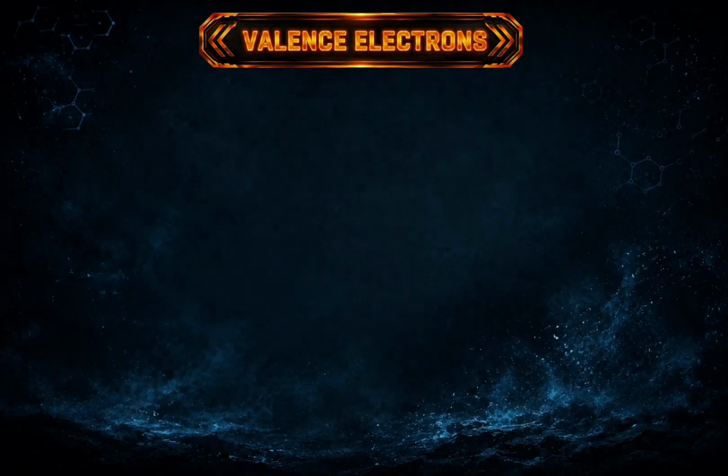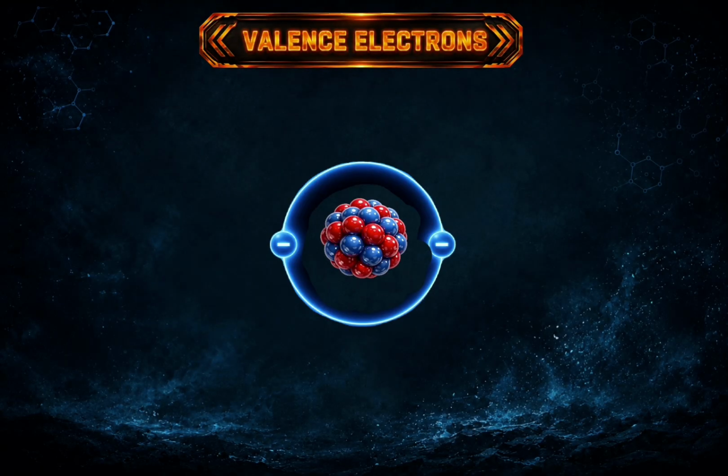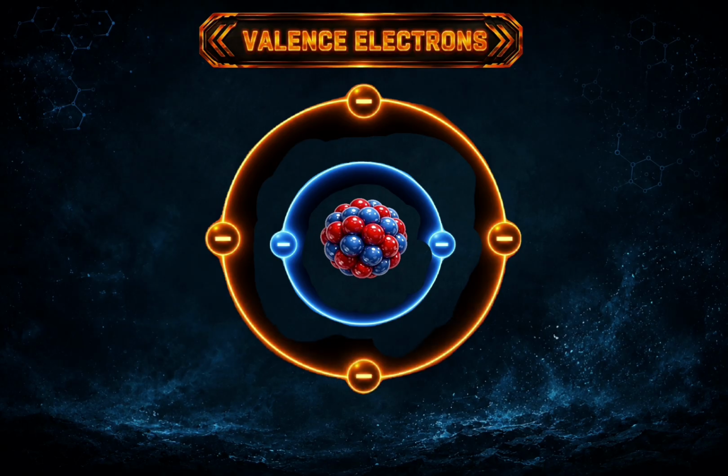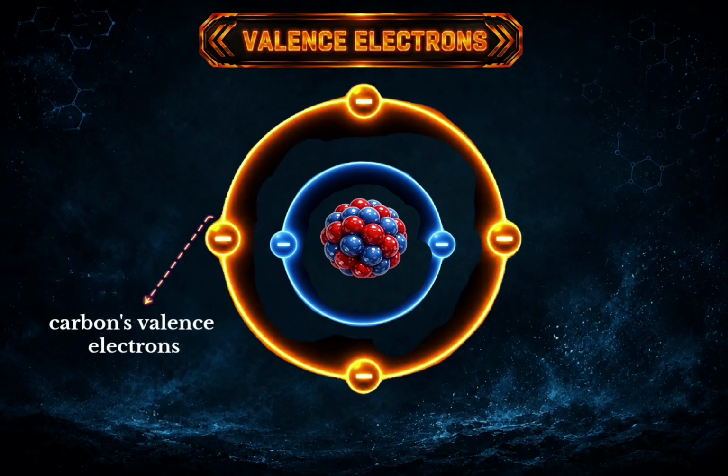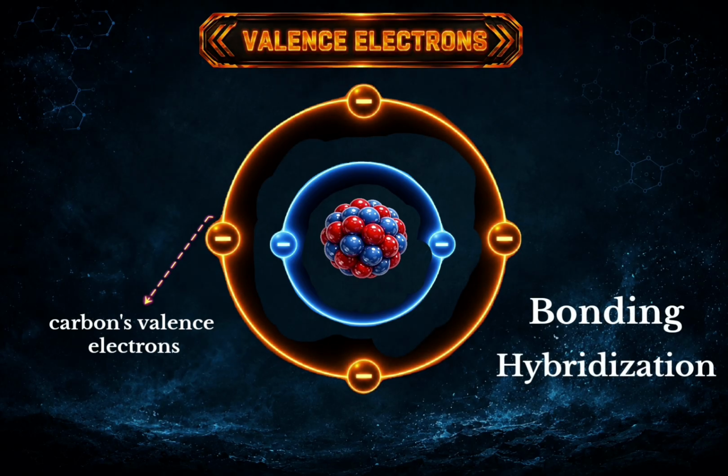creates. Let's look at carbon again. Its first energy level contains 2 electrons. These electrons stay close to the nucleus and normally do not participate in bonding. The second energy level contains 4 electrons. These 4 are carbon's valence electrons, and they're the electrons responsible for forming chemical bonds. Whenever we study bonding or hybridization, our attention is always on the valence electrons.